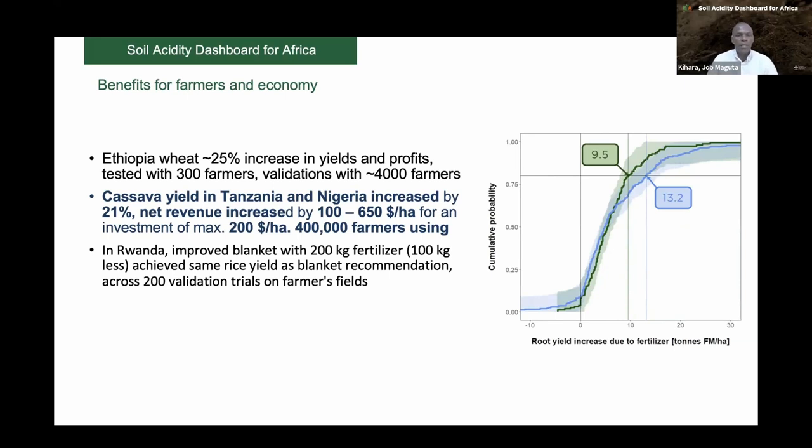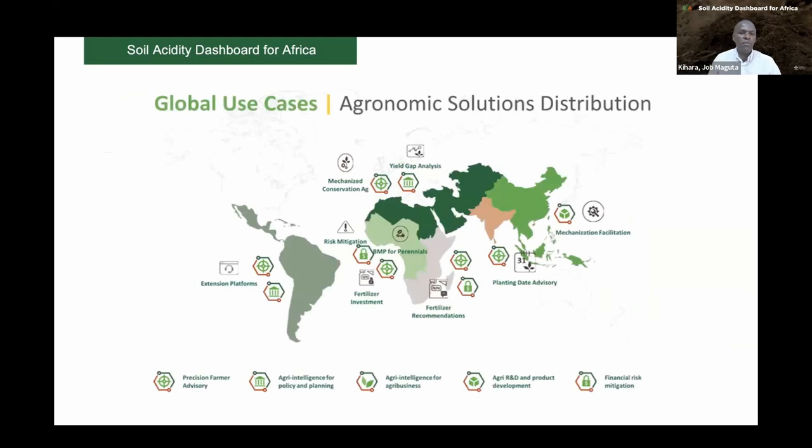In Rwanda, based again on such models that have been developed to recommend nutrients, we do see similar yield observed even when the fertilizer application is reduced by as much as 100 kilograms. So these are some of the good benefits that we see by applying this type of recommendations. And we do see that those benefits will actually even increase much more when the nutrient models that Excellence in Agronomy is using are coupled with the lime recommendations that are coming from Gaia.